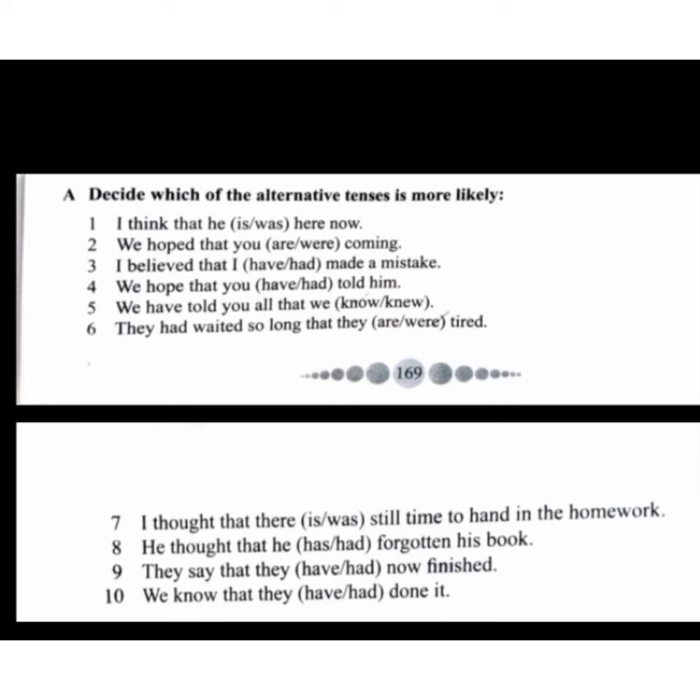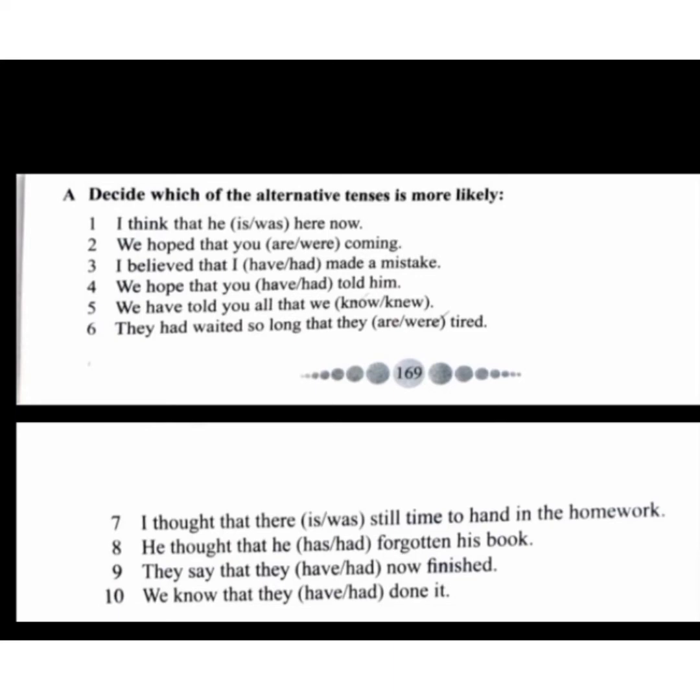The first one is, I think that he is or was here now. So I think is in present tense, so the subordinate clause should also be in present tense. So what will be the answer? I think that he is here now. Second one, we hoped that you are or were coming. We hoped is in past tense, so what will be the answer? We hoped that you were coming. Third one, I believed that I had made a mistake. Both are in past tense.